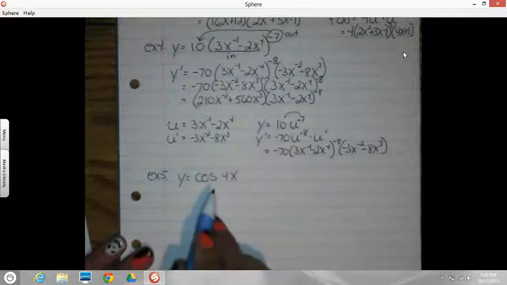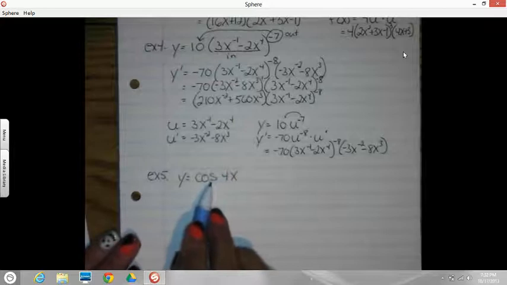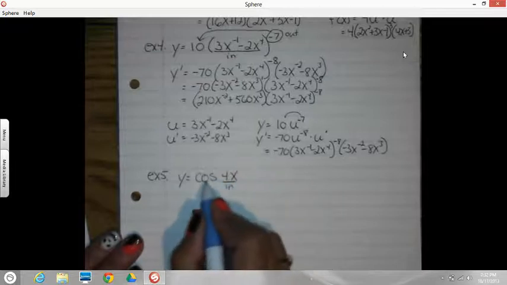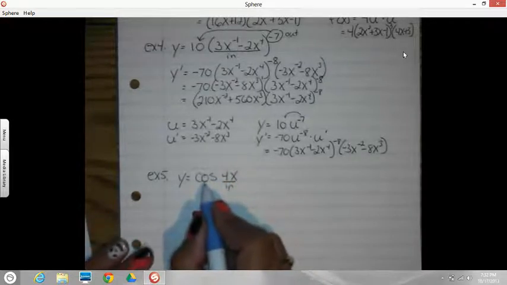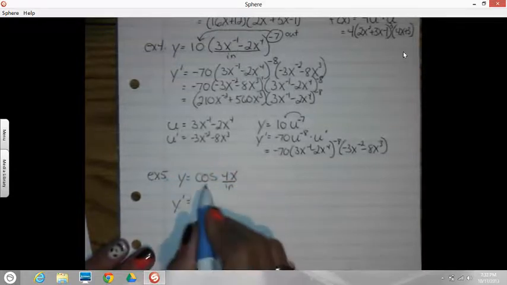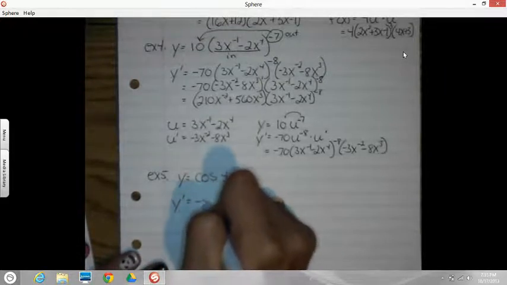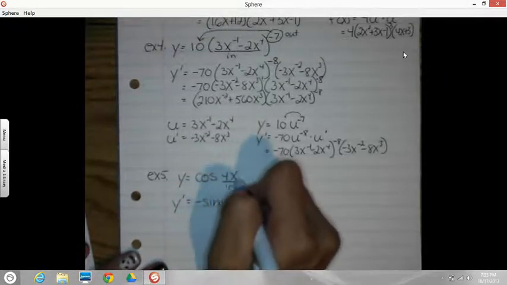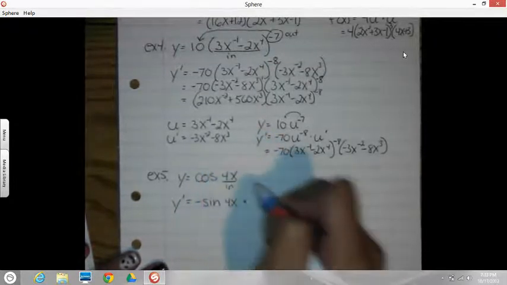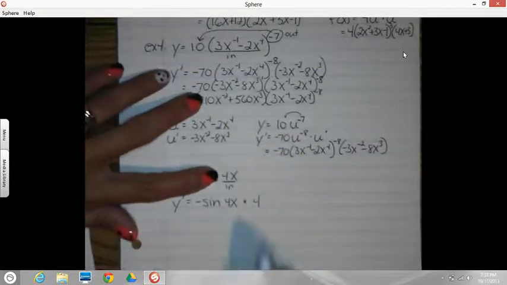Well, we already have a separate rule for the derivative of cosine, but it's in this section because it is a composite function. It has an inside and it has an outside. Or you can just look at the rule for the derivative of cosine. The derivative of cosine says, if you remember earlier in the notes, negative sine of the angle multiplied by the derivative of the angle. And the angle is just the 4x, so the derivative of 4x is the 4.